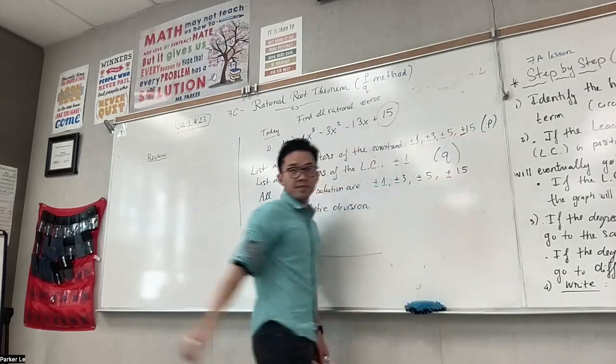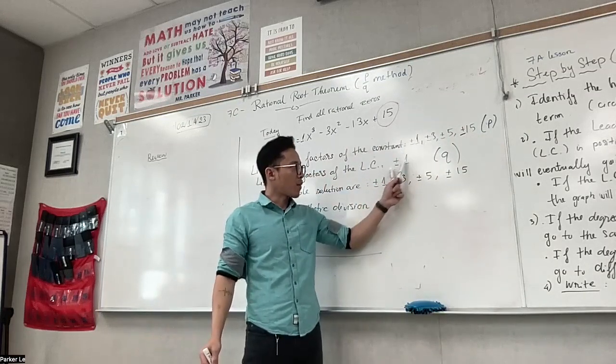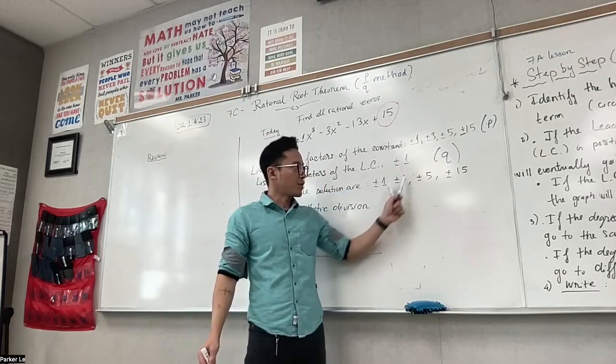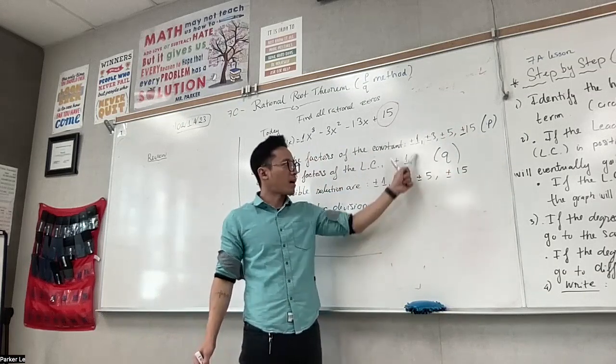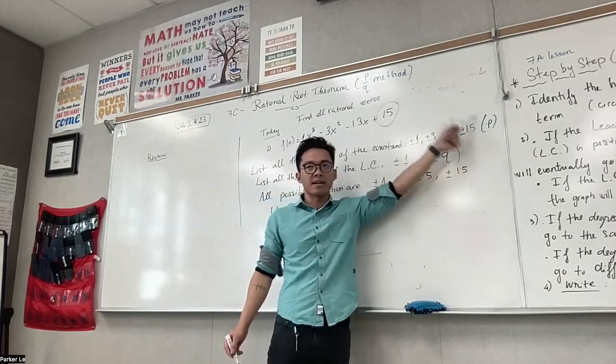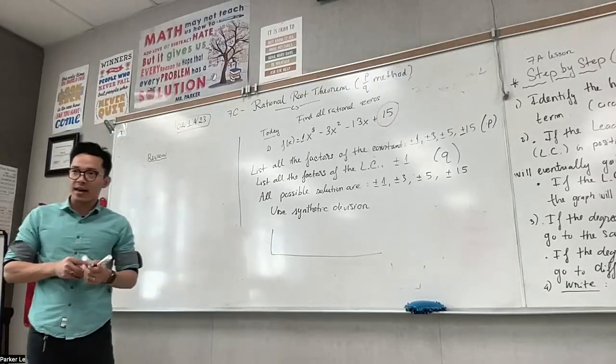Yeah? P over Q, divide this one by the Q. So 1 divided by 1, I have 1. 3 divided by 1 is 3. 5 divided by 1 is 5. 15 divided by 1 is 15. Basically, when the bottom number is 1, you just copy everything here. So how many candidates we have?